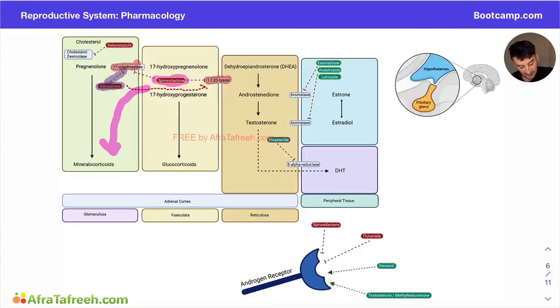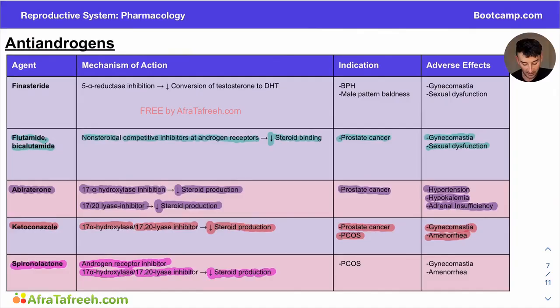So if we take a look over here, we're going to highlight our spironolactone in pink, and you can see that it exists in two different areas. Over here, it's going to have direct inhibition at the androgen receptor, whereas here it's going to inhibit 17-20 lyase and then also 17-alpha hydroxylase, and that way we're going to get decreased steroid synthesis here. And so this is kind of a two-hit punch in terms of the mechanism of action of spironolactone. Some indications for spironolactone are going to be PCOS, and then side effects are going to be gynecomastia and amenorrhea.